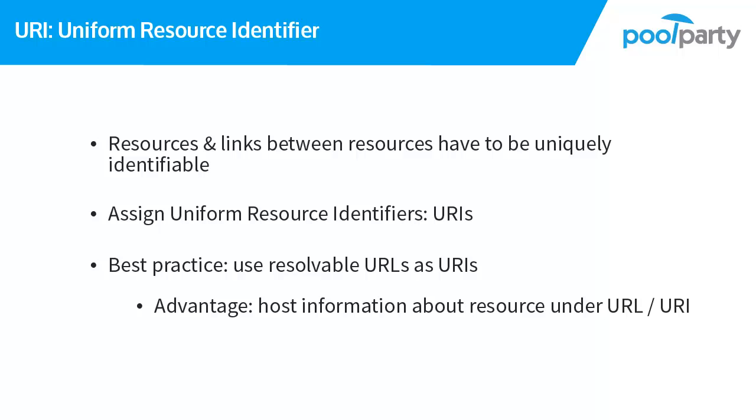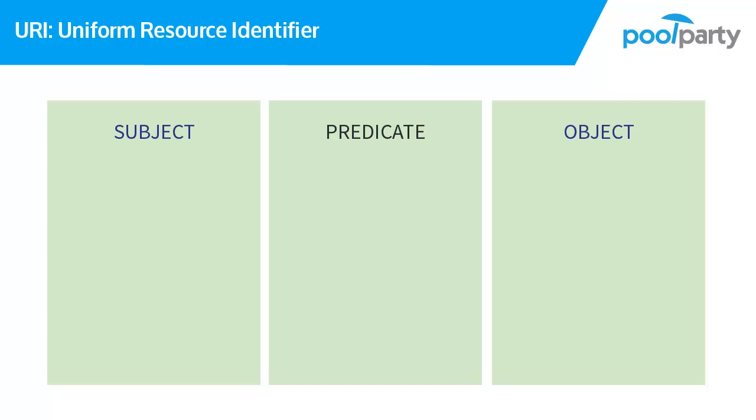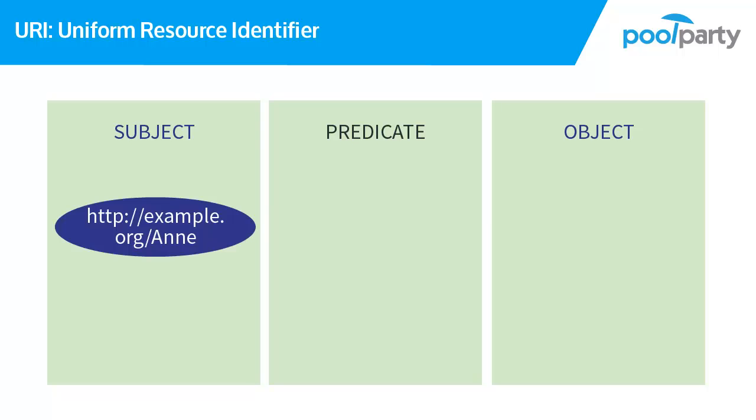This means that URIs can be resolved with a web browser, and it is possible to retrieve information about a resource in this way. Using resolvable URLs as URIs is not a requirement of RDF as such, but it has become best practice. If we go back to our example about Anne, we would now like to assign Anne a URI. The first statement we would make about Anne would look like this.